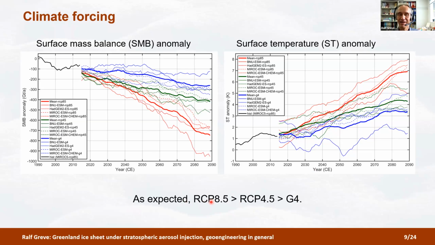RCP 8.5 has evidently the strongest impact, which means the surface mass balance gets significantly more negative, more melting, and the surface temperature gets significantly more positive. 4.5 is somewhere in between, and G4 is the one with the least impact of climate change. And I should stress, this is not global. This is only over the Greenland ice sheet, what I'm showing here.